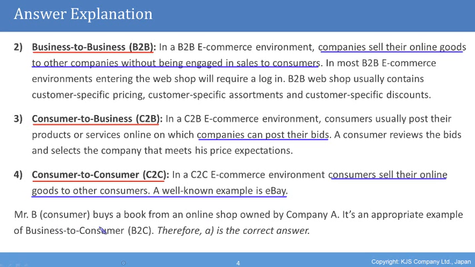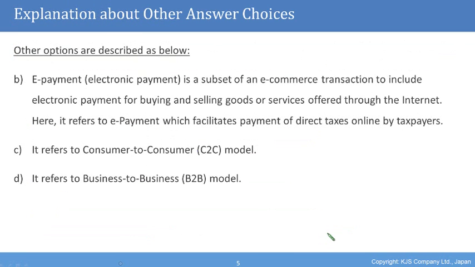Mr. B, or a consumer, buys a book from an online shop owned by Company A. It's an appropriate example of business to consumer. Therefore, A is the correct answer. So what do the other options correspond to?